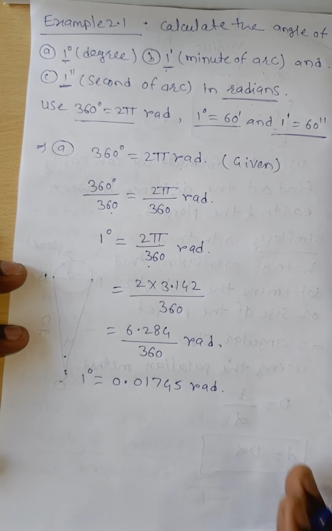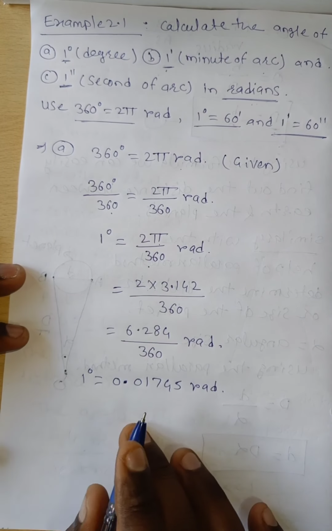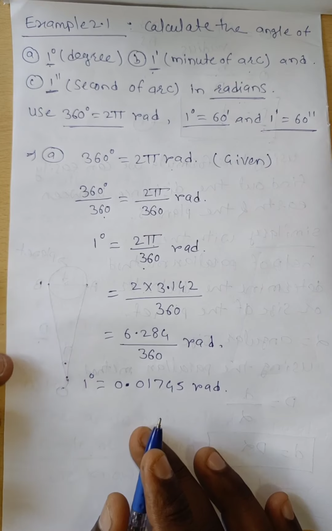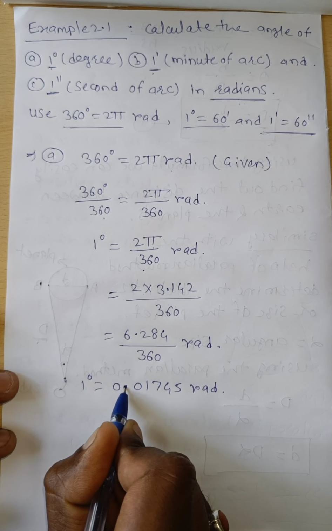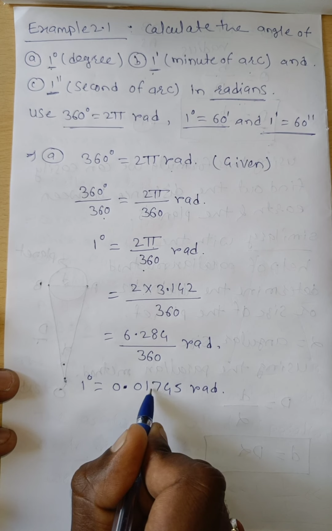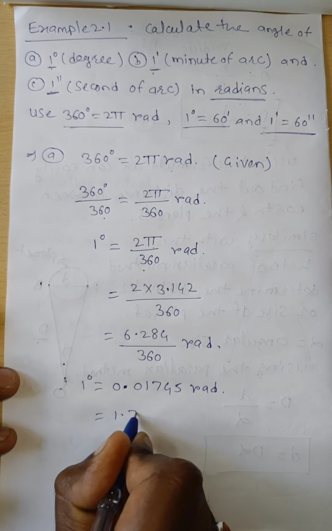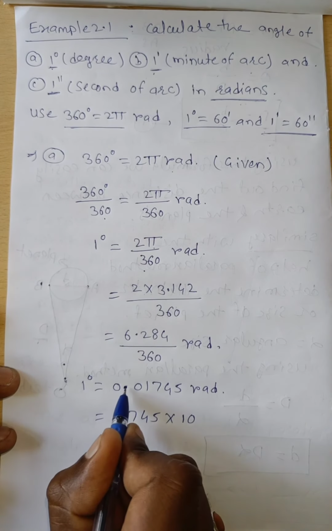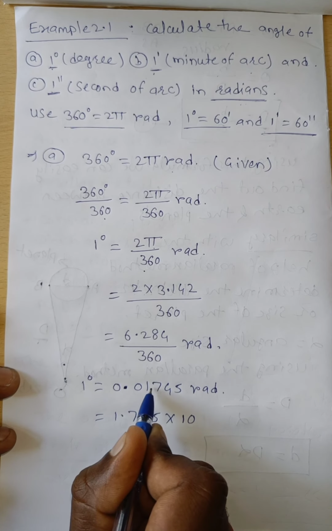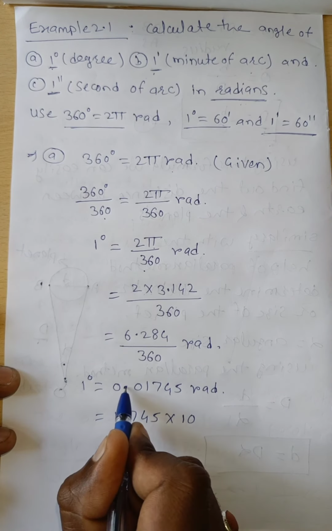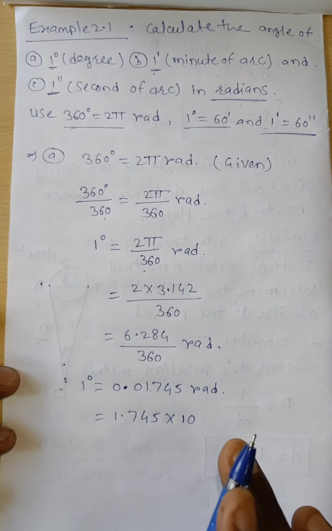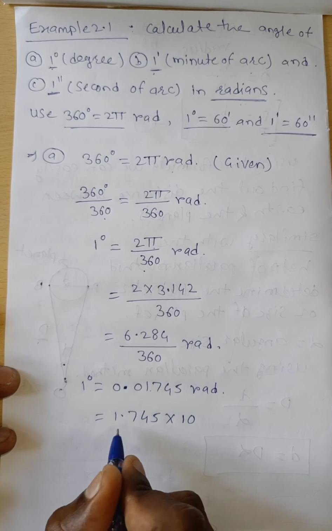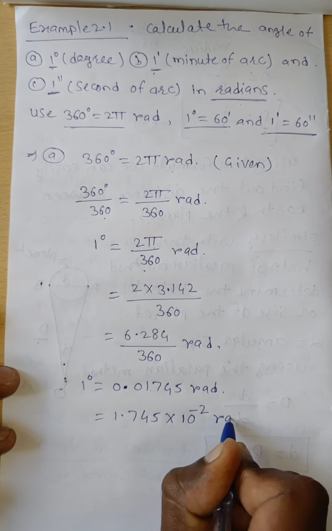So 1 degree is equal to 0.01745 radians. Now we convert this to order of 10. You shift the decimal point two places to the right, and then you get 1.745 into 10 raised to the power of minus 2. The decimal point has shifted 2 places to the right, therefore it is 10 raised to the power of minus 2 radians.